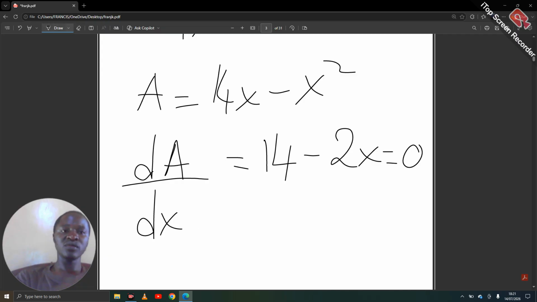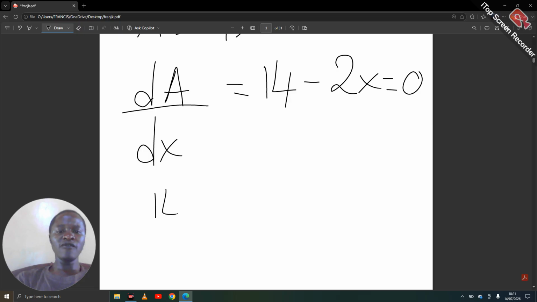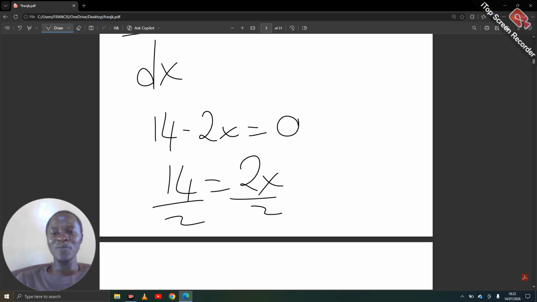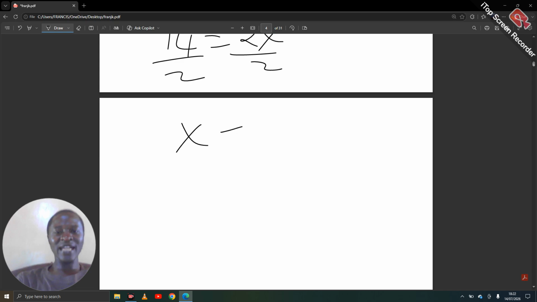So now we shall have 14 minus 2x equals 0, where we shall have 14 equals 2x. Now get the value of x. Divide by 2, divide by 2. What will x be? x will be 7. Now, if x is 7, what is the dimension? Remember, what is the dimension that gives maximum area?